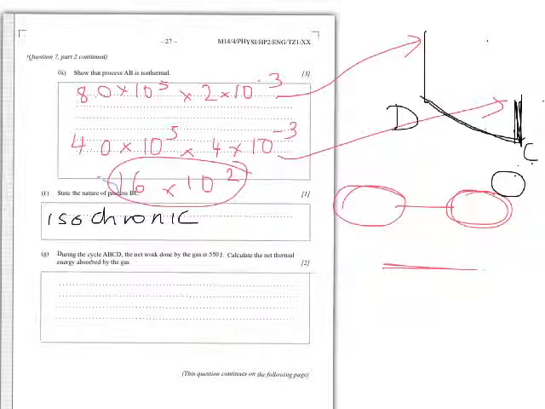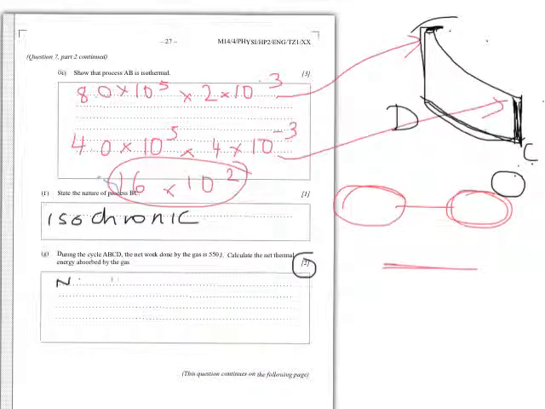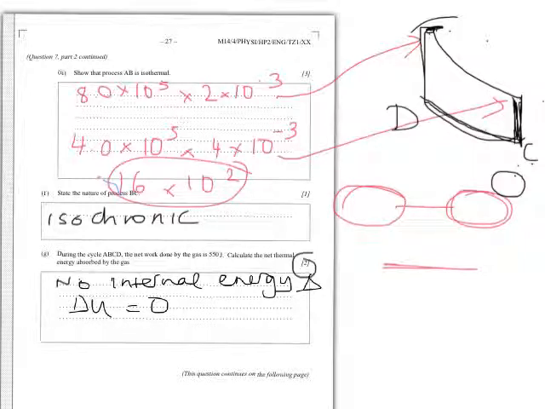This is actually a really straightforward question, and though it's tempting to start working out areas, bear in mind it's only 2 marks. Now, if you start at A, go down to B, C, D, and then back to A, there is no change in temperature. So therefore you have no internal energy change. Okay, so therefore delta U equals 0. Okay, so that means that Q equals W and must equal 550 joules.